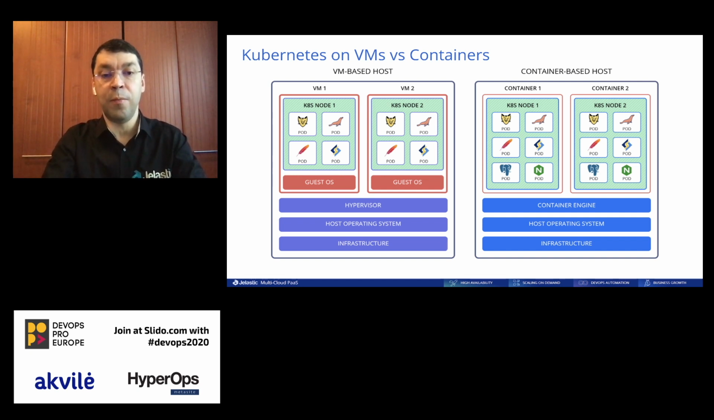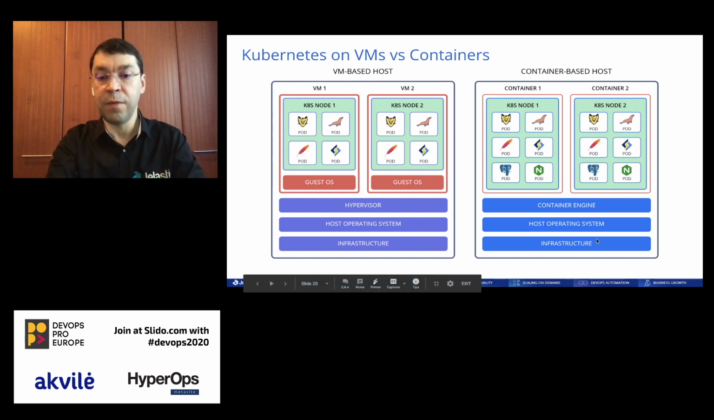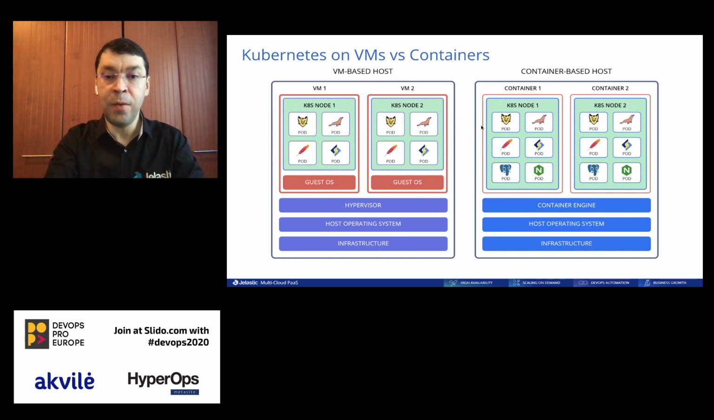It consumes some resources. While on a container-based host, we have the same infrastructure, host operating system, then a container engine, and then we create system containers, right? And we can put Kubernetes nodes inside the system containers. Yes, there is no guest OS footprint, as you can notice, because these containers are running inside the same kernel. So they share operating system resources from the host operating system.